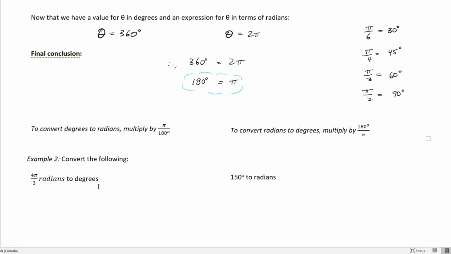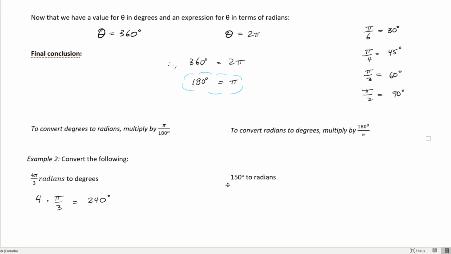If we want to convert the following, so 4 pi over 3 radians to degrees, again, if we want to go from radians to degrees, we could multiply by 180 over pi in our calculator. But alternatively, we can also think that 4 pi over 3 is the same thing as saying 4 times pi over 3. And since we know that pi over 3 represents 60 degrees, well, 4 times 60 degrees is equal to 240 degrees.